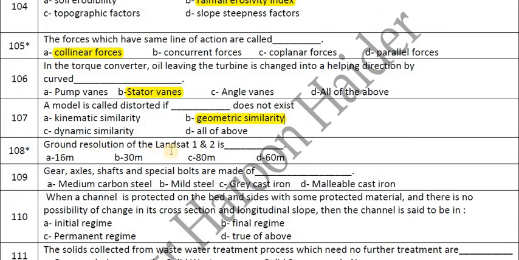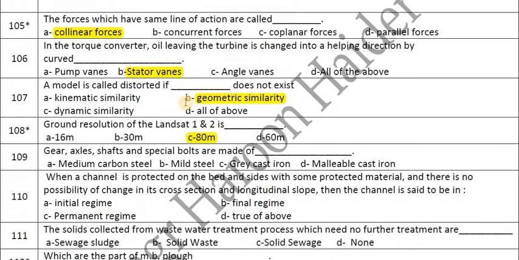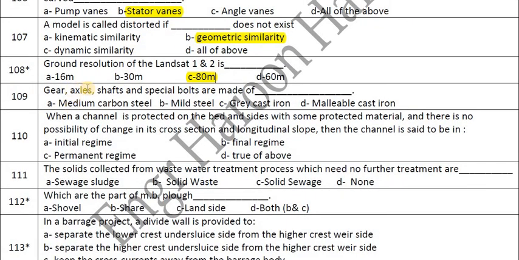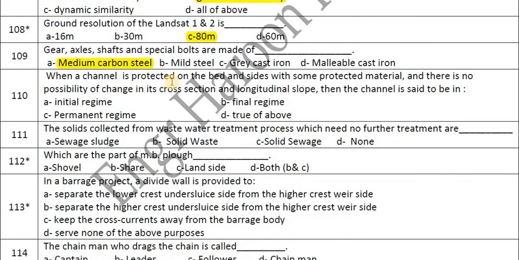Ground resolution of the Landsat 1 and 2 is 80 meter. Gear axles, shafts and special bolts are made of medium carbon steel. When the channel is protected on the bed and sides with some protective material and there is no possibility of change in its cross-section and longitudinal slope, then the channel is said to be in permanent regime.